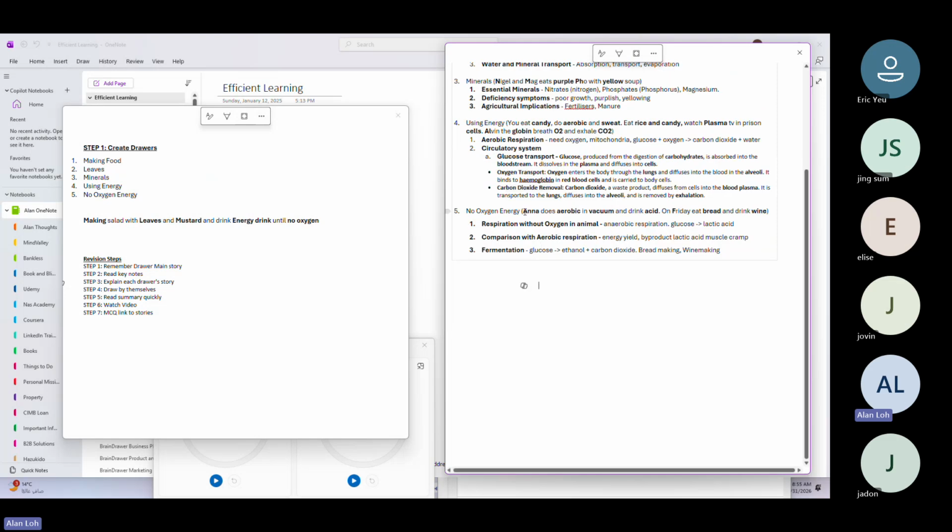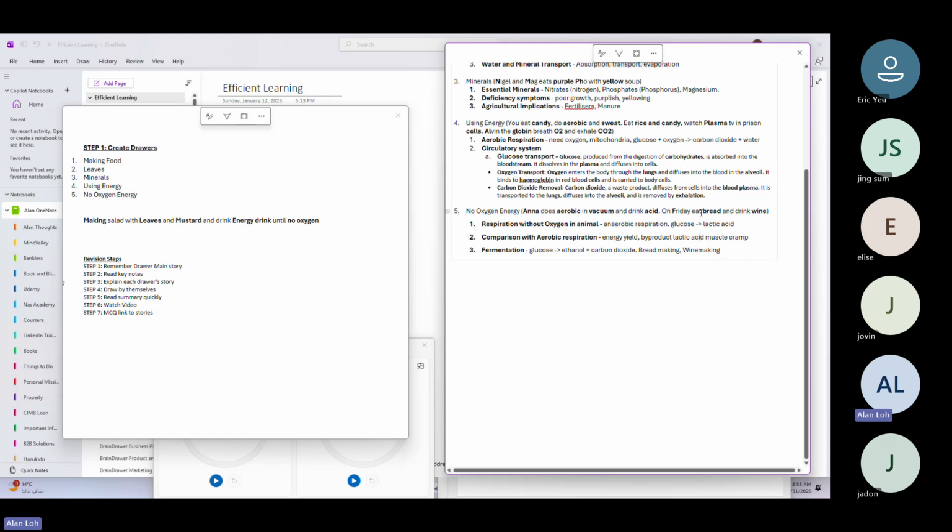Right. Then you have Anna does aerobic in vacuum and drink acid. So what does it mean? It means anaerobic respiration. Anaerobic respiration is not having oxygen, so I refer to it as in a vacuum. And drink acid. So the product of anaerobic respiration is lactic acid. So from glucose into lactic acid.